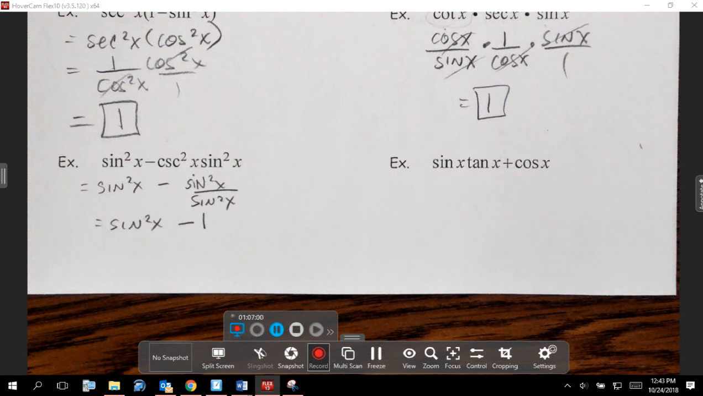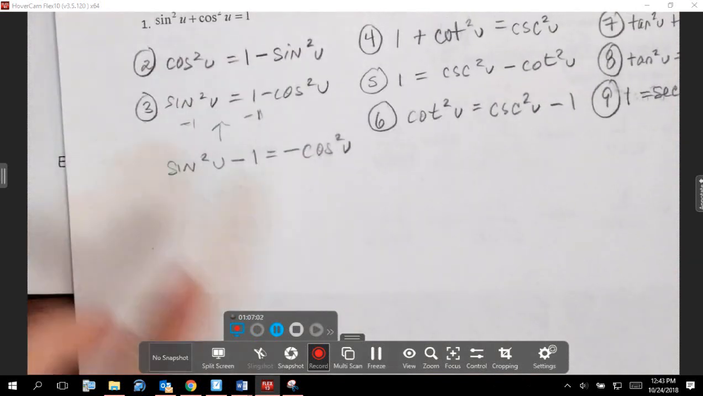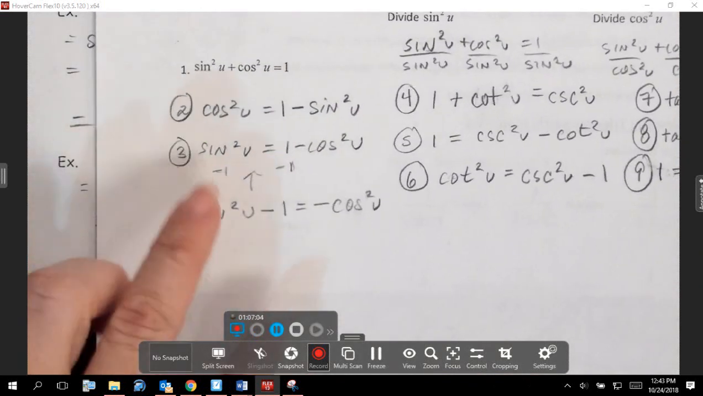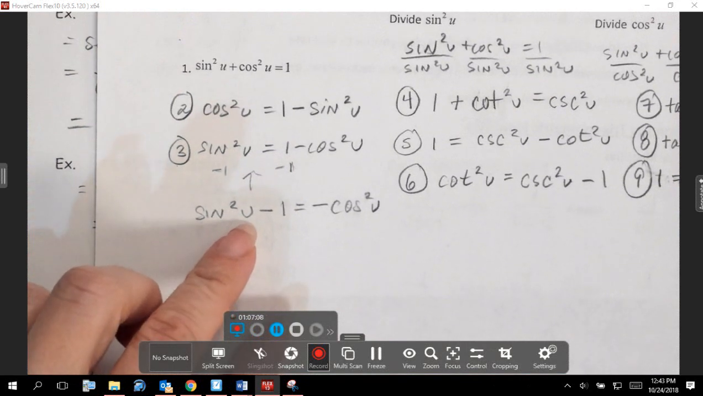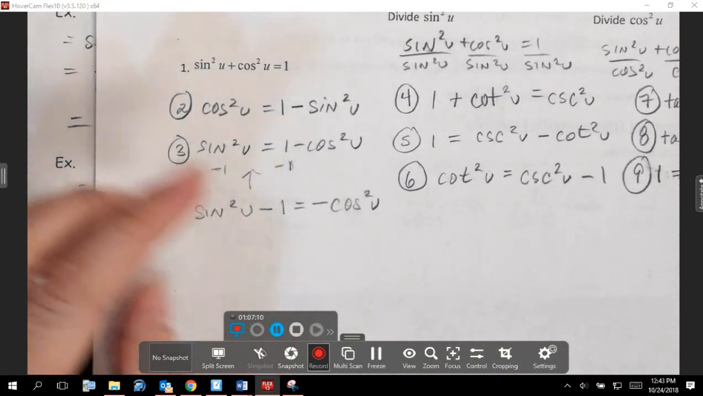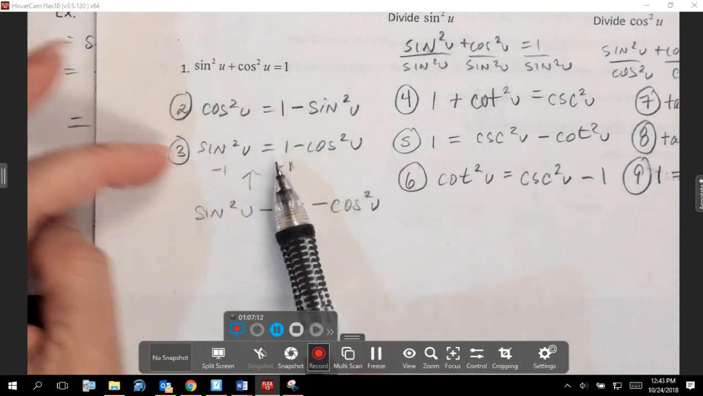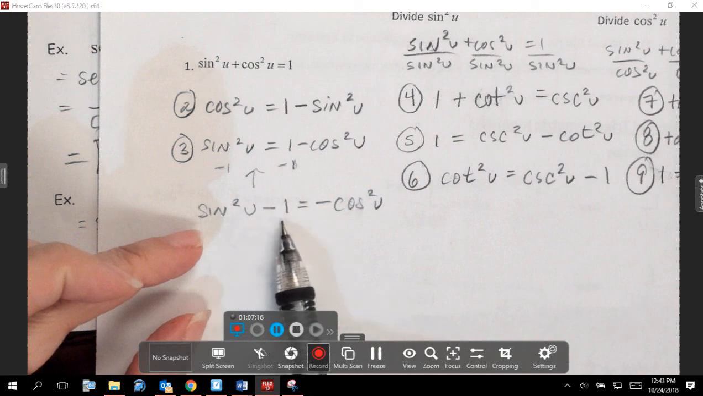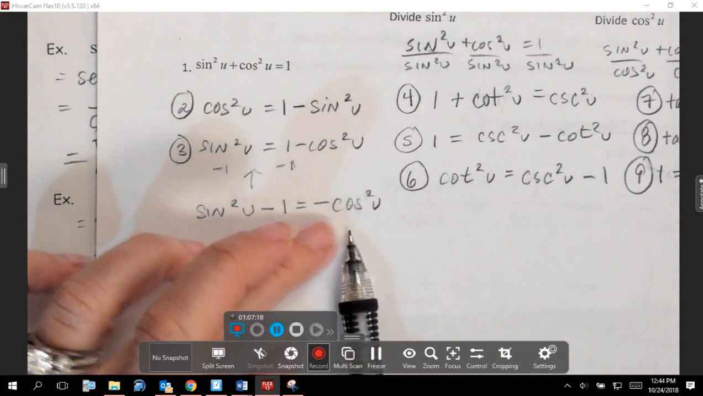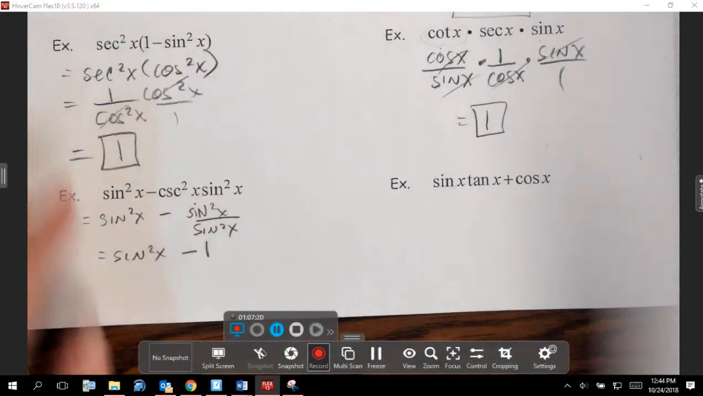And this is why I did that with you. Like we had 1, 2, 3. This one's not really, if you look it up on the internet, this isn't one of the main ones. But you can manipulate those main ones to get you what you want. So where I have sine squared x minus 1, that's just equal to negative cosine squared x.